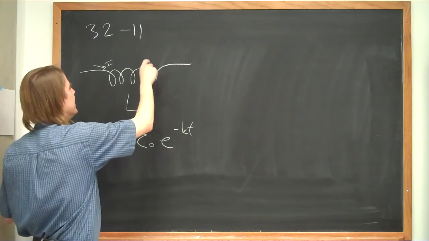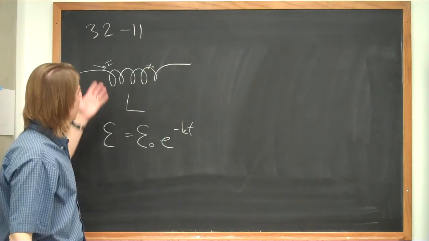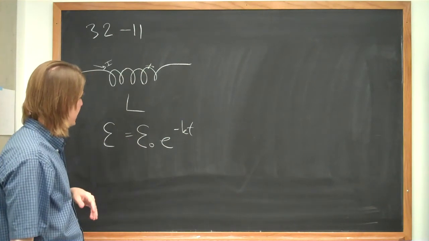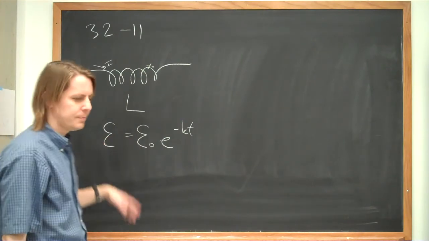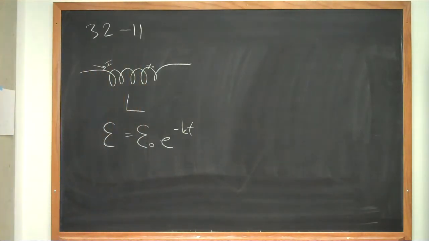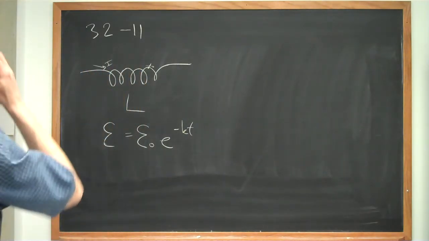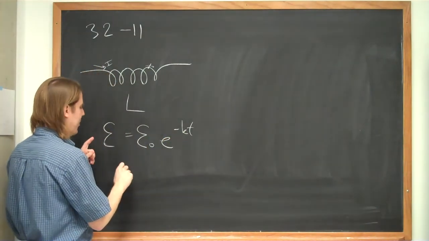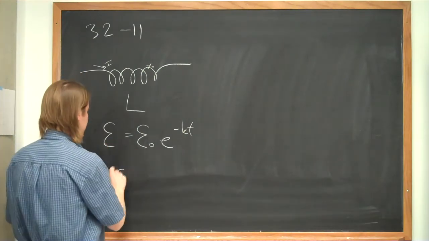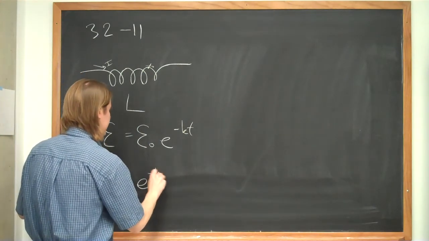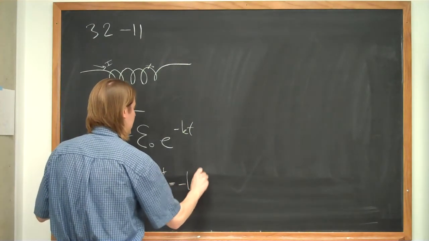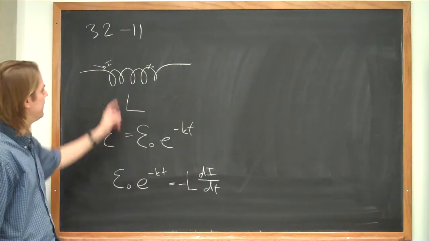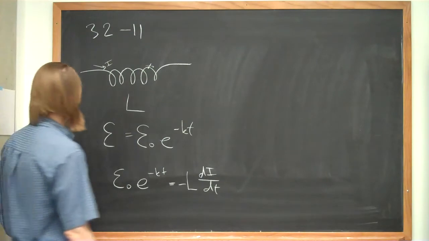Let's see, what else do we know? We know the way to get the amount of charge that goes past that point is first to get the current. So we need the current before we can get the charge. We have to figure out how we get the current. Well, we go to essentially our definition of the inductance, and that is that the EMF is also equal to minus L di dt. So we set E naught e to the minus kt equal to minus L di dt, because once we know the current, we can figure out how much charge flows past one point.